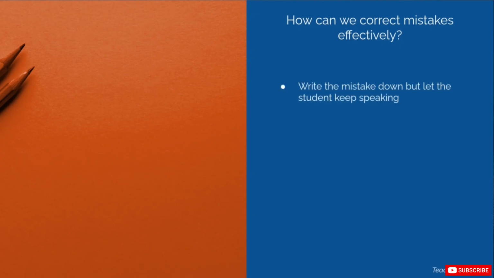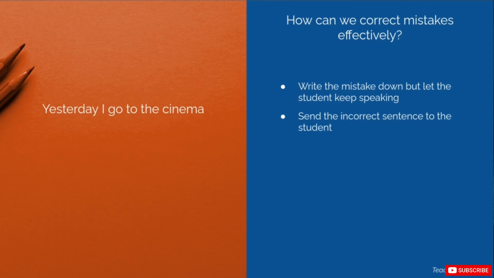So one of the first techniques I will use as part of the process of correcting an error is just to write down the mistakes, write down the errors as they happen. Don't tell your student, do it discreetly, let them keep speaking. But if you hear a mistake, just write it down. As we did before, then we can send this sentence, send this error to our student. Maybe they said, yesterday I go to the cinema, and you know this should be yesterday I went to the cinema. You're pretty certain your students should know this.